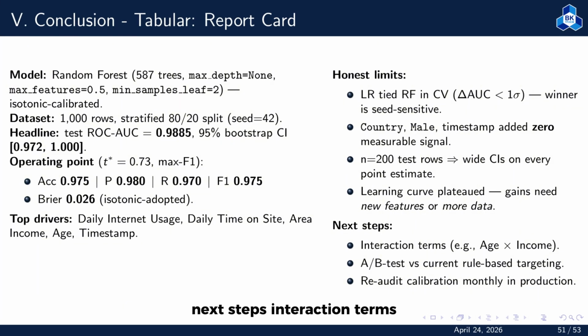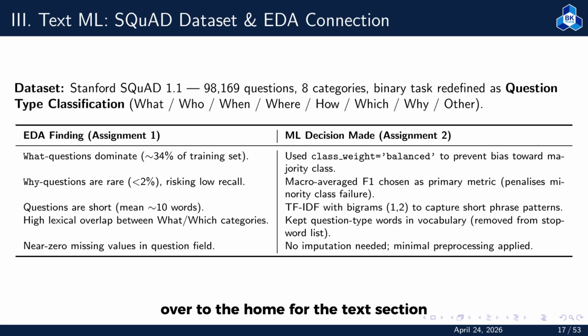Next steps: interaction terms, an A/B test against current rule-based targeting, and a monthly calibration audit in production. That concludes the tabular modality. Over to the text section.